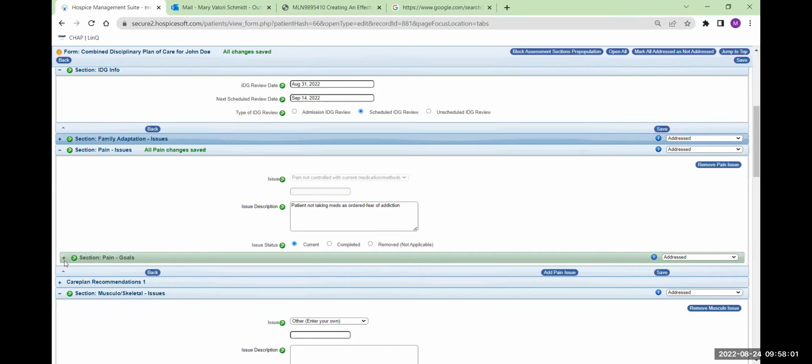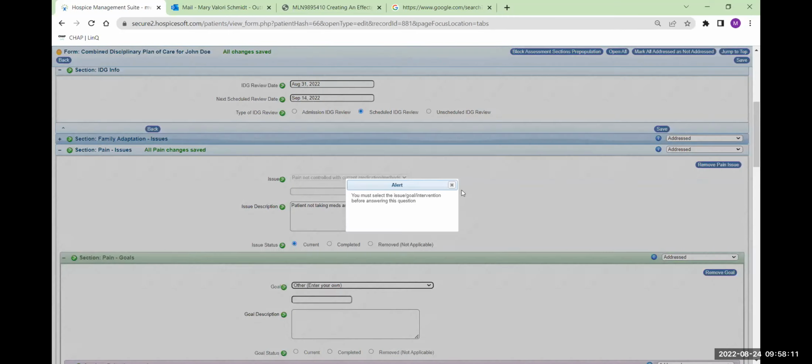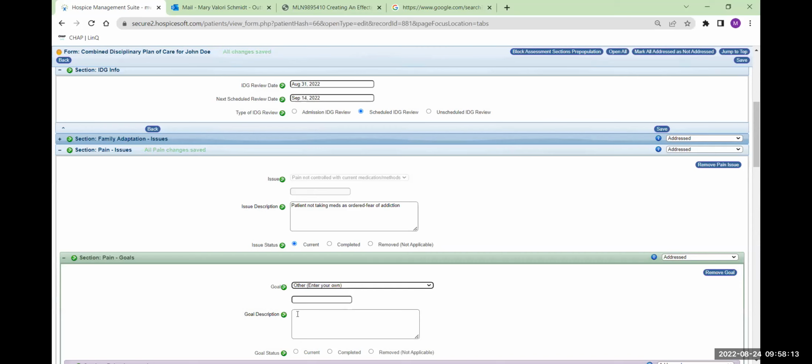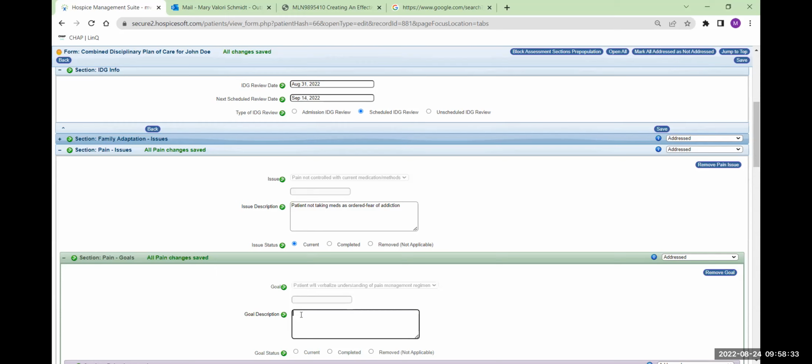Well, what are we going to do about it? Here are the goals. And I don't like their goals. Let's see, verbalize, nonverbal, regular, bowel, acceptable. Now, see, I don't like the goals. So I'm going to make my own goal here, and I'm going to say, patient will verbalize understanding of pain management regimen. And then I can write more in here, explain addiction process, whatever I educated them about.